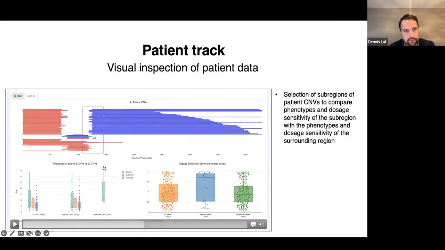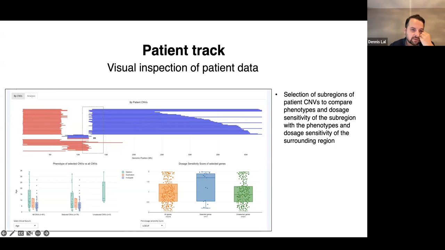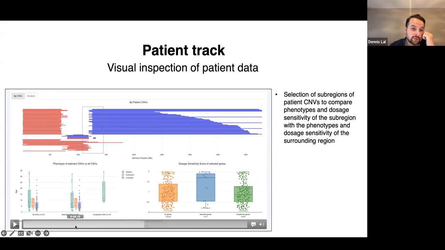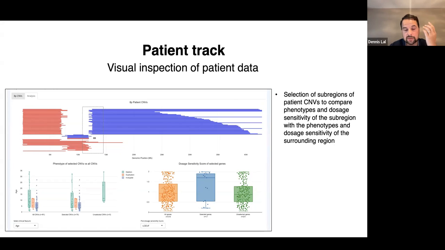We can explore if a specific region where you might have a hypothesis, maybe there's a gene which you're interested in underneath, or maybe there's a specific pattern. You can explore if the age of the patient is changing. And that could also be people having an MRI positive or negative, or the degree of intellectual disability.